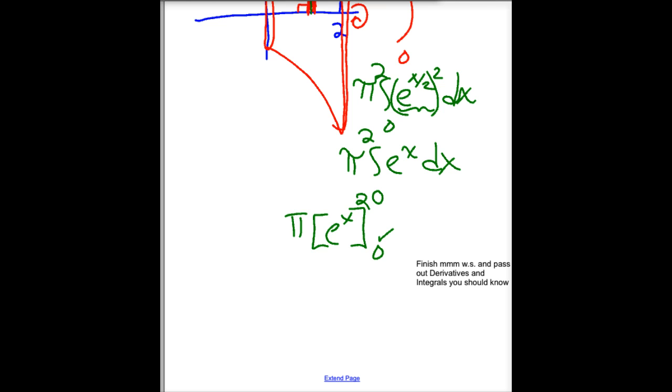Be careful of always thinking that the 0 causes a 0 because e to the 0 is really 1. So be careful with that. We have to do pi times (e squared minus e to the 0). And you can leave it like that if you would like to. And I would just write it like pi, I'm going to soften those brackets up a little bit. And that's my answer.